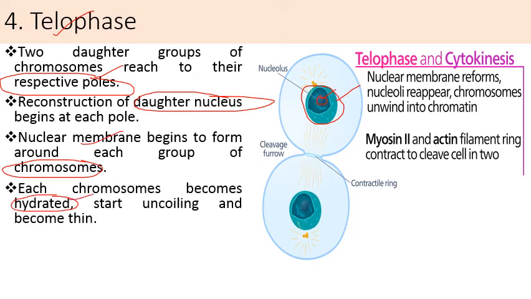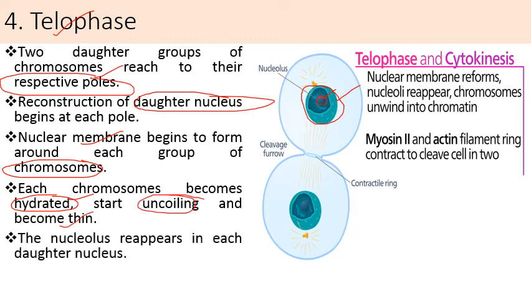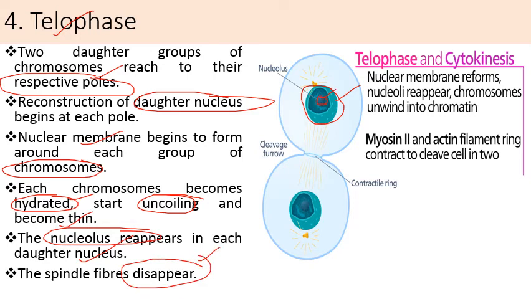जो prophase के end में हमने पढ़ा था condensation, यहाँ पे decondensation हो जाएगी, means reverse of condensation by the process of hydration and uncoiling, जिससे chromatin fibers बन जाएंगे, thin fibers. The nucleus again reappears in each daughter nucleus, and the spindle fibers disappear. So these are the events which occur during the last phase of mitosis. Here, the nuclear membrane reforms, nuclei reappear, and chromosomes unwind into chromatin fibers.